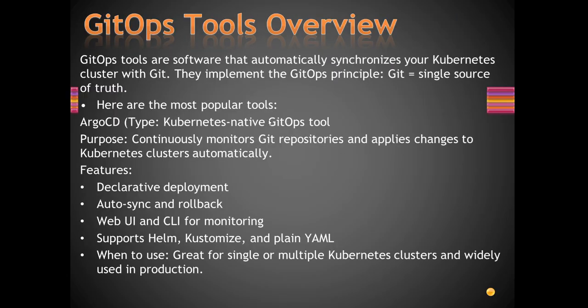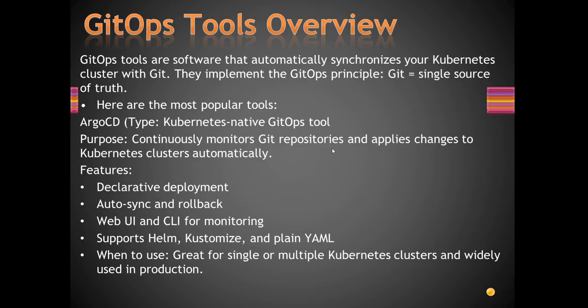Here we can see a GitOps tools overview. GitOps tools are software that automatically synchronize your Kubernetes cluster with Git. They implement the GitOps principle: Git is equal to the single source of truth. Here are the most popular tools.